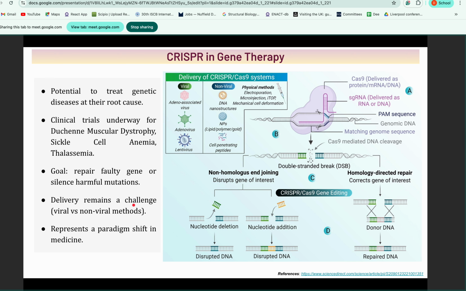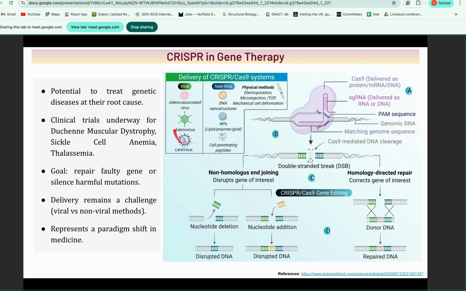Delivery remains a challenge, viral versus non-viral methods, because we have discussed that to incorporate them there are different ways. One is that you can use physical methods like electroporation and microinjection, or you can use viral agents versus non-viral agents with which you will deliver the CRISPR-Cas9 system into the host. That is still a challenge, and it represents a paradigm shift in medicine.